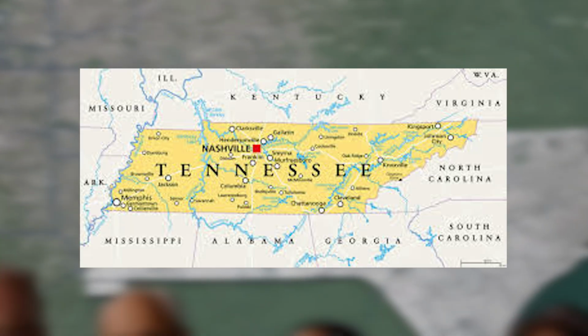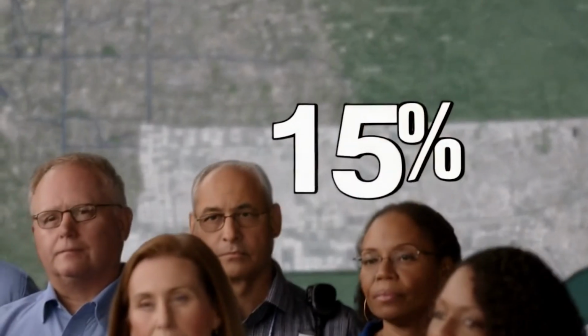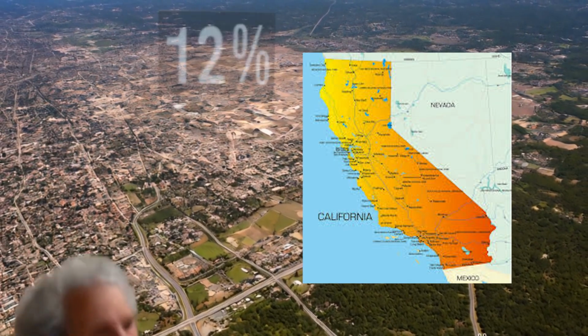We'll compare Tennessee and California, because Tennessee is awful and California is run flawlessly. In Tennessee, you'll need a signed petition from at least 15% of people who are registered to vote in that municipality or county. For California, it's 12%.